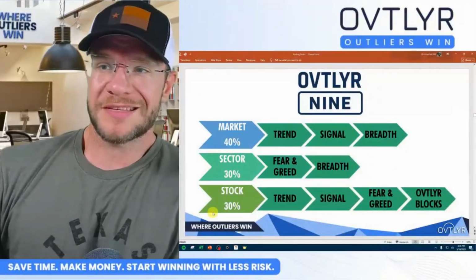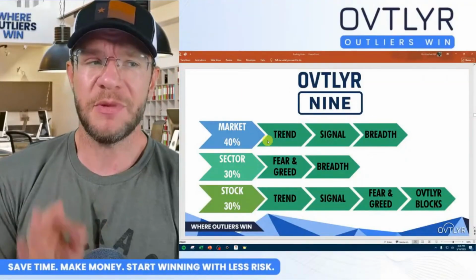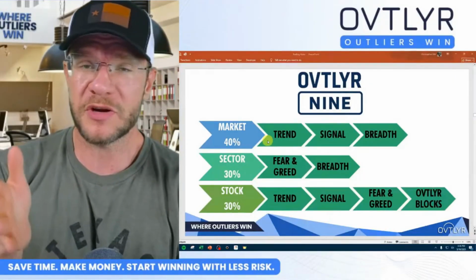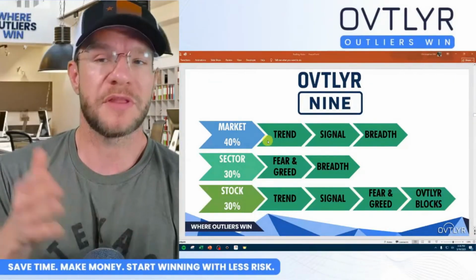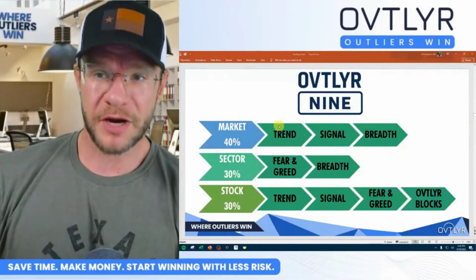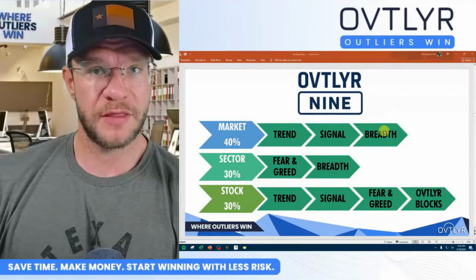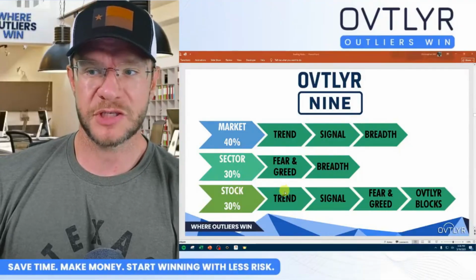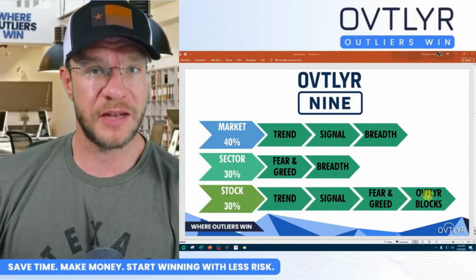So let's start with this. The Outlier 9. It's 9 itty bitty baby steps. You can do 9 itty bitty baby steps. Just like you can remember a 10-digit phone number, you can remember the 9 itty bitty baby steps. The market: trend, signal, and breadth. The sector: trend, fear and greed, and breadth. And then the stocks: trend, signal, fear and greed, and then outlier blocks.